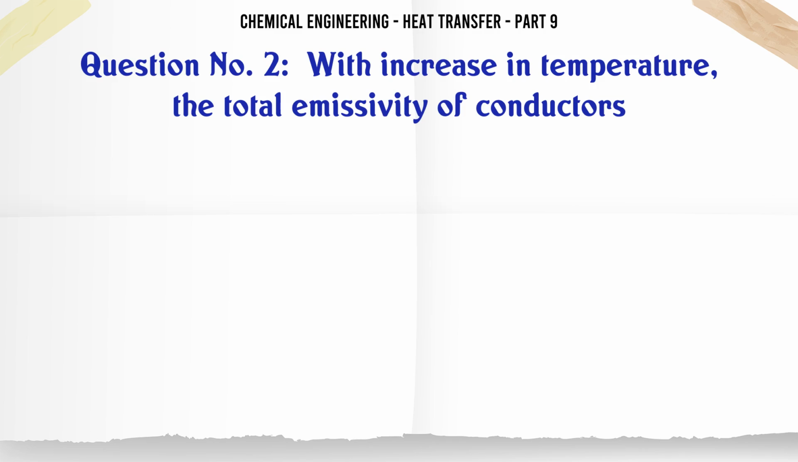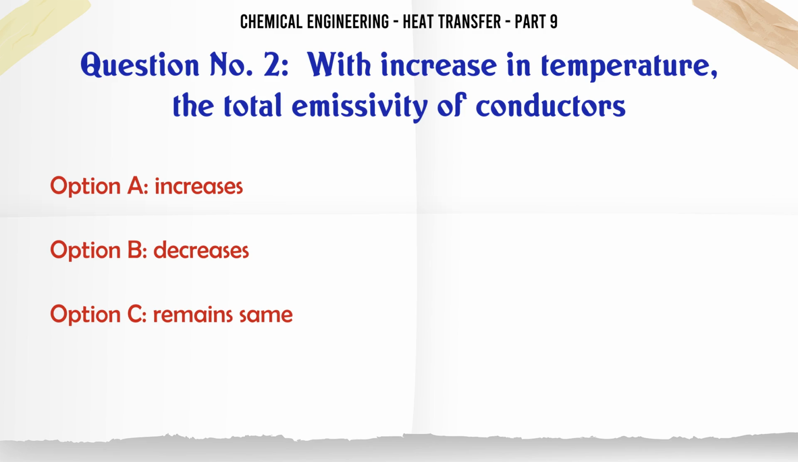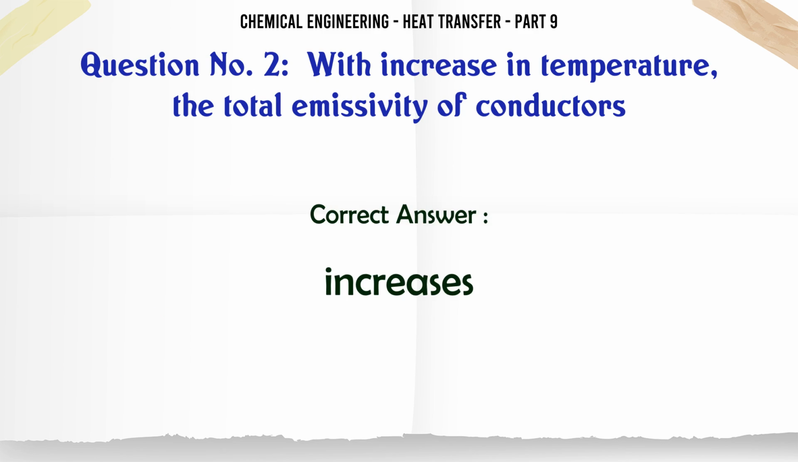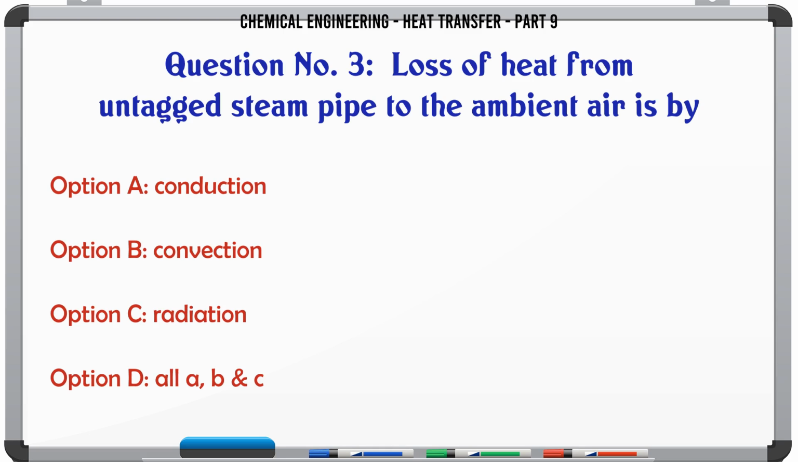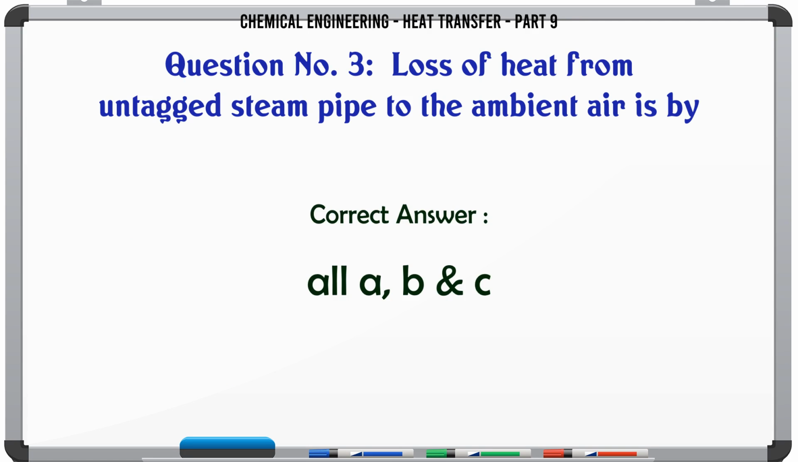With increase in temperature, the total emissivity of conductors: A, increases; B, decreases; C, remains same; D, decreases linearly. The correct answer is increases. Loss of heat from untagged steam pipe to the ambient air is by: A, conduction; B, convection; C, radiation; D, all ABC. The correct answer is all ABC.